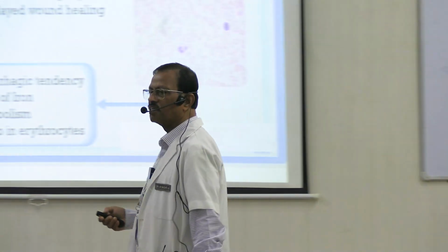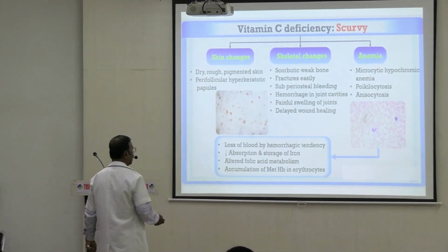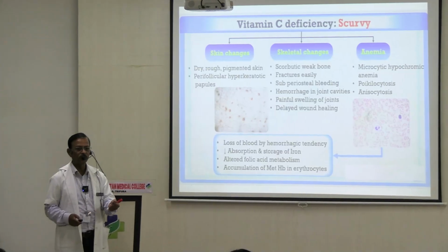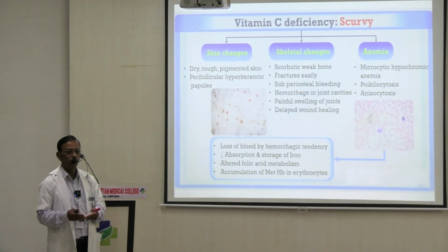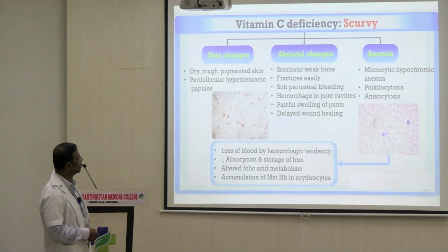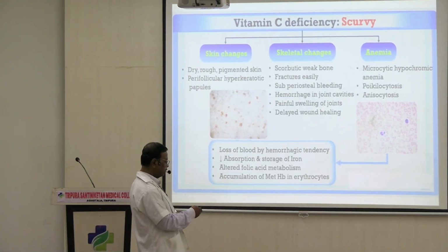There will be different sizes of RBC, and this is poikilocytosis. Anisocytosis means one RBC is small, one is big. There is difference in shape of the RBC.